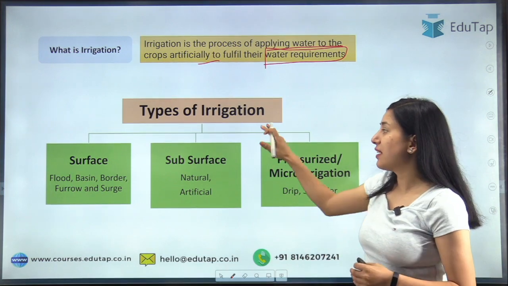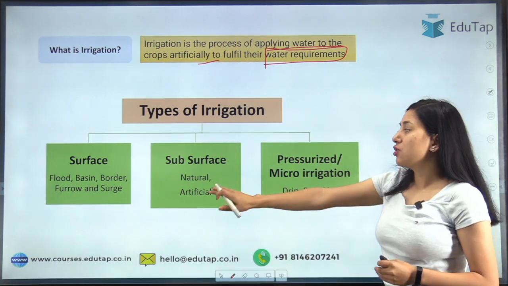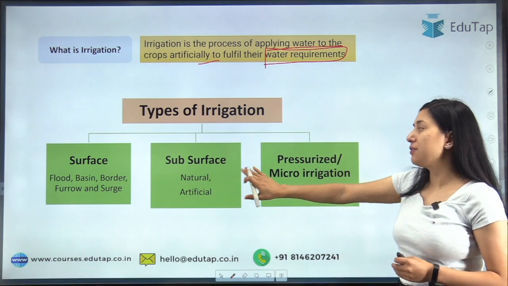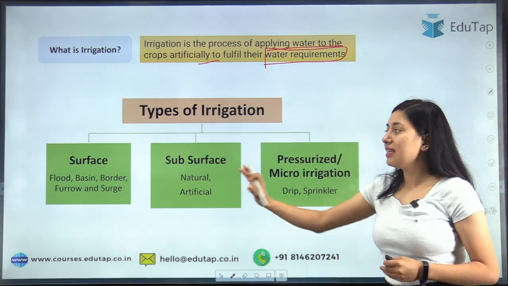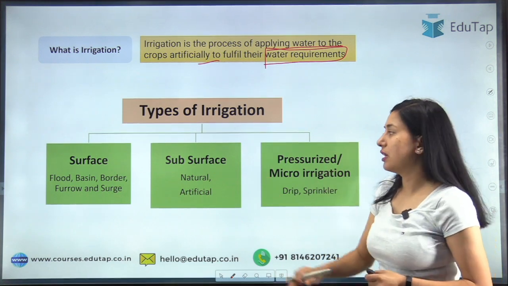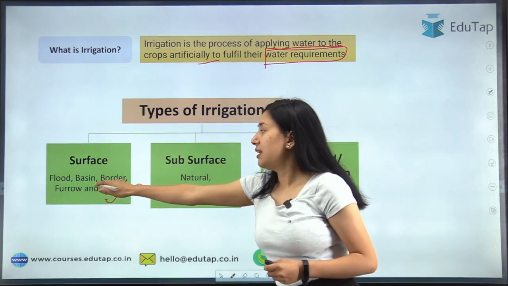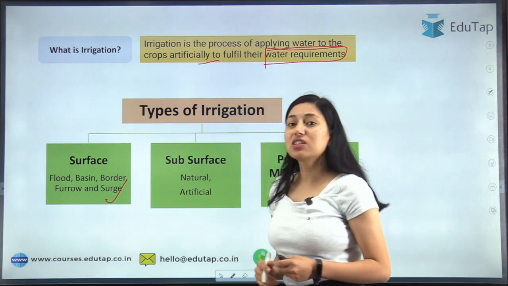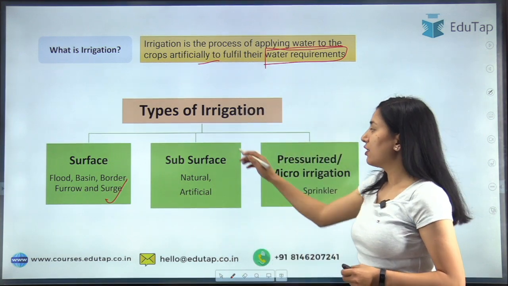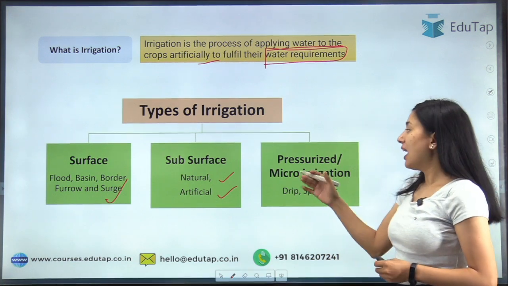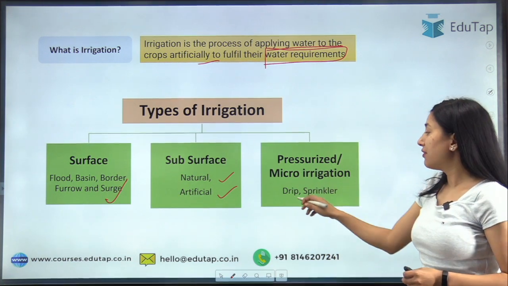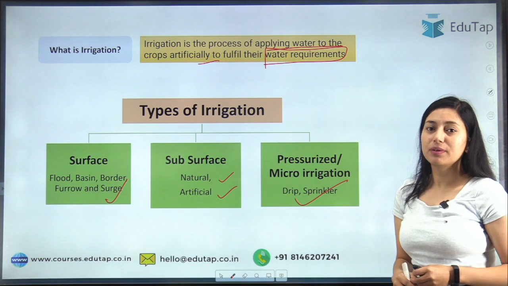And irrigation is divided into 3 parts. First is surface, second is subsurface, and third is pressurized or micro irrigation. Okay, so basically there are 3 types of irrigation. Under surface we have flood, basin, border and furrow. Under subsurface we have natural and artificial subsurface irrigation. And under pressurized and micro irrigation we have drip and sprinkler types of micro irrigation.